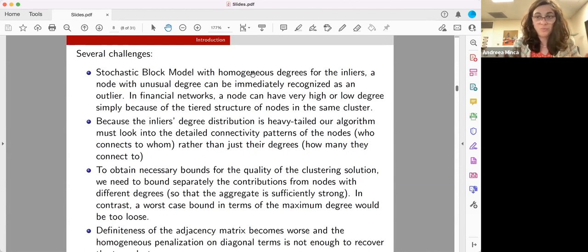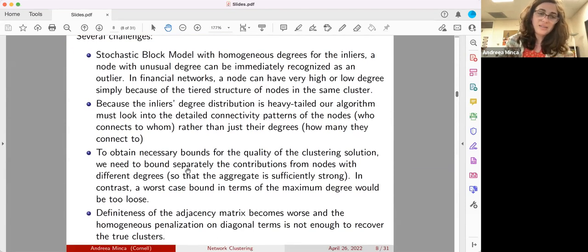In banking systems, you observe the same thing. I'm going to show you a banking system, the Korean banking system, in which banks in the same sector and insurance companies in the same sector all exhibit this heterogeneity. Just because of the heterogeneity, they shouldn't be classified as outliers. The algorithm should correctly identify these are banks and these are insurance companies and so on. Because the degree distribution is heavy-tailed, we need to look not just at the degrees, but also at the connectivity patterns: who connects to whom?